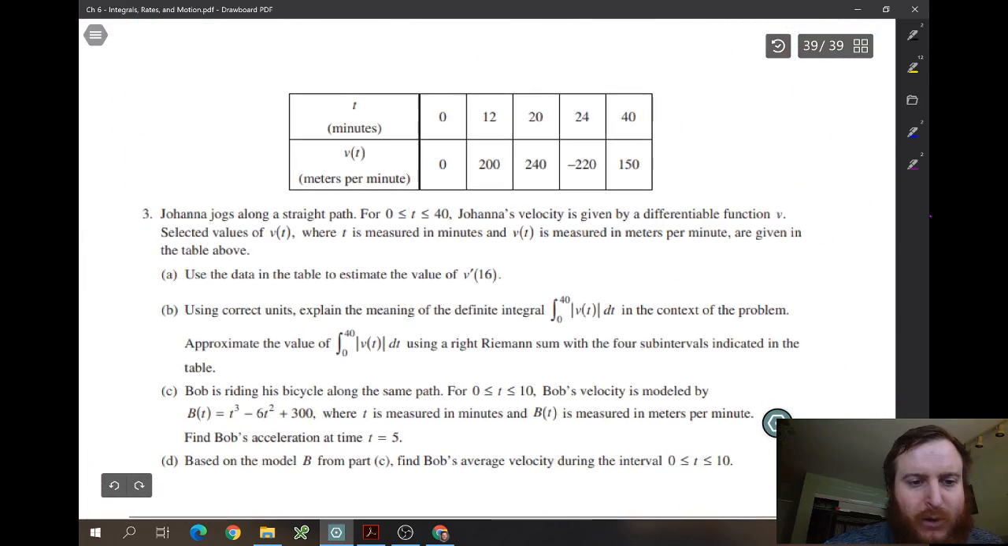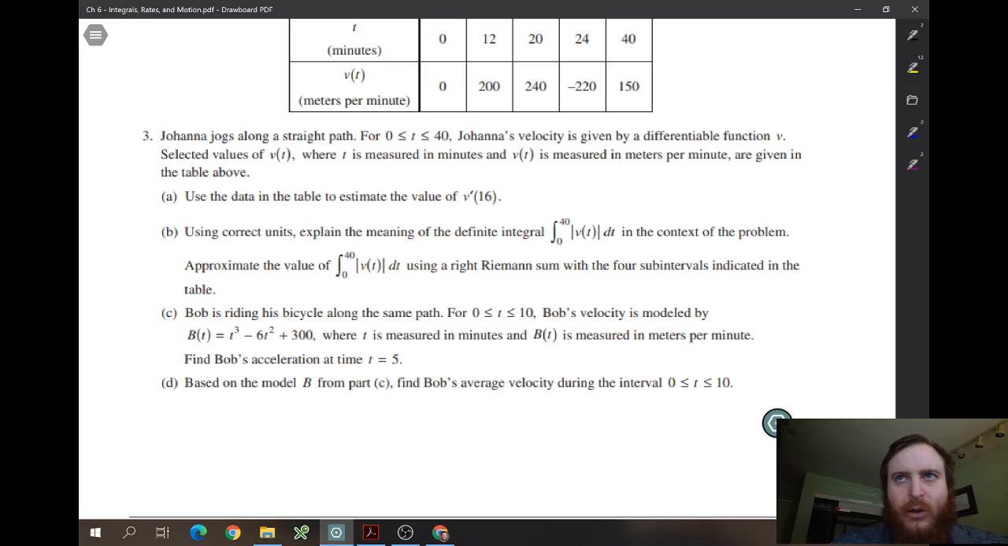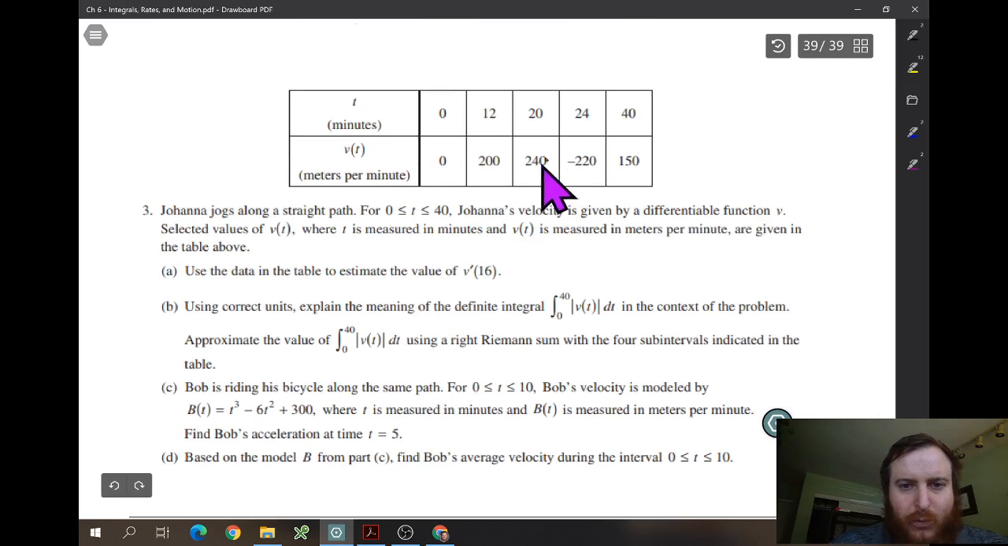Okay, and then we're finally on to our last question. Again, we've done so many of these that I'm going to skip through part A. A is just V of 24 minus V of 20, over 24 minus 20.